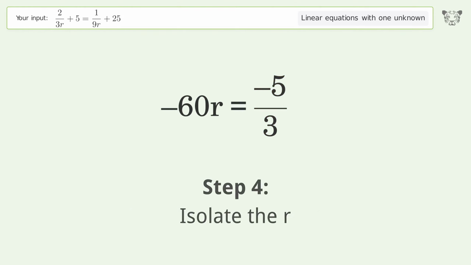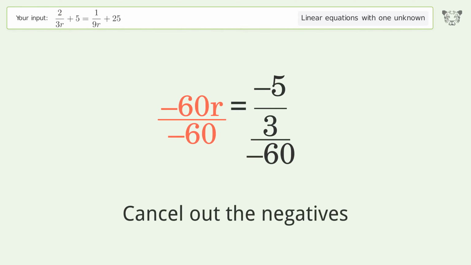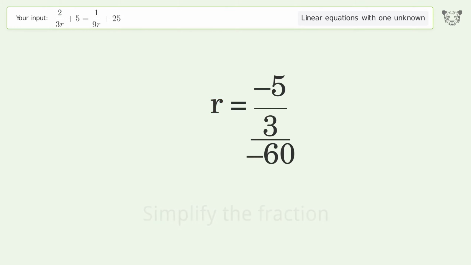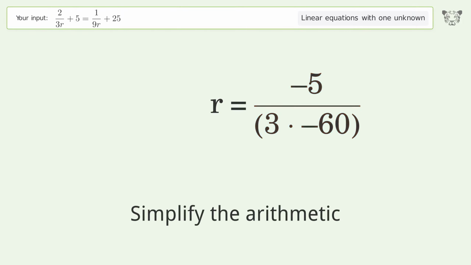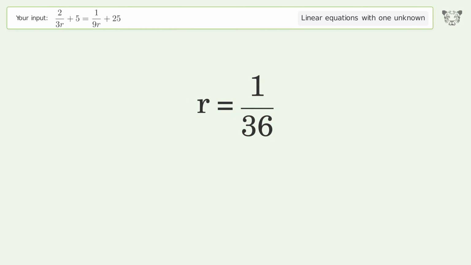Isolate the r. Divide both sides by -60. Cancel out the negatives. Simplify the fraction. Simplify the arithmetic. And so the final result is r equals 1 over 36.